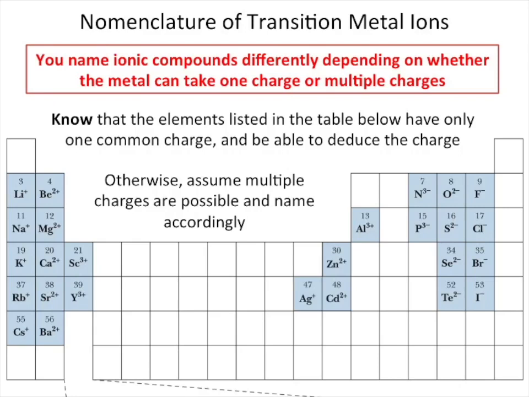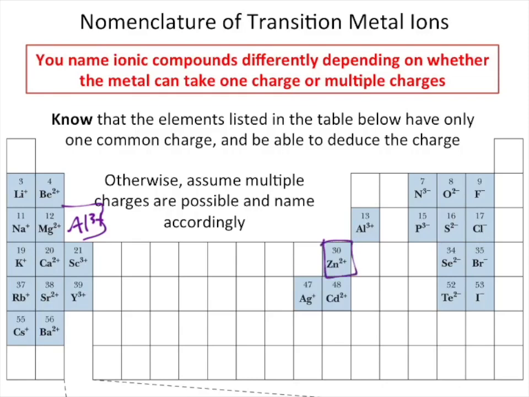Okay, so the take-home message is this. Know that the elements listed in the table below have only one charge, and be able to deduce what that charge is, and then assume that everything else can take multiple charges. This gets you pretty close to the actual truth, and this is the line I'm going to take in this class. So looking at this table again, you have the ones that are within 3 columns of the edges, and then you have these ones right here.